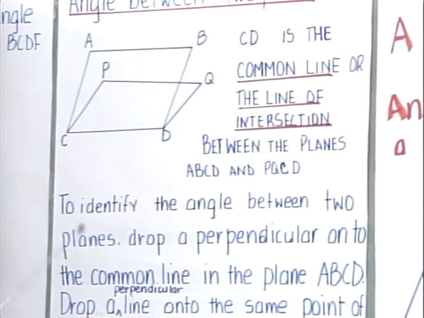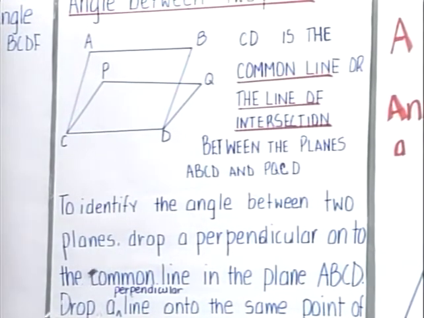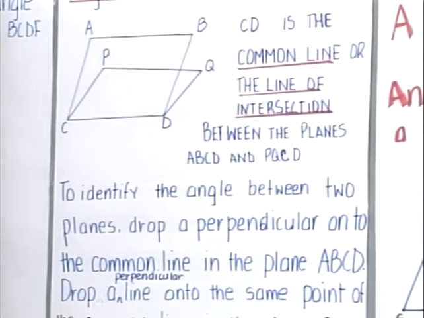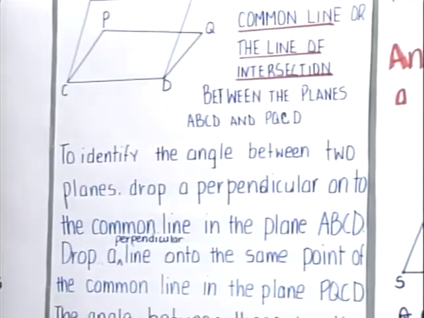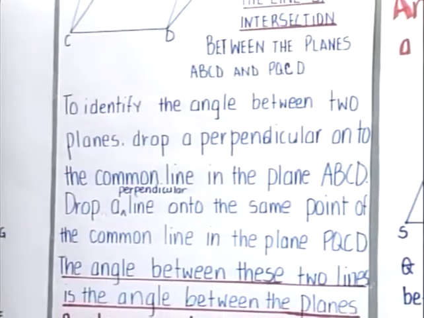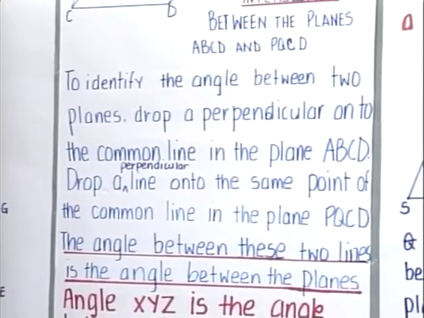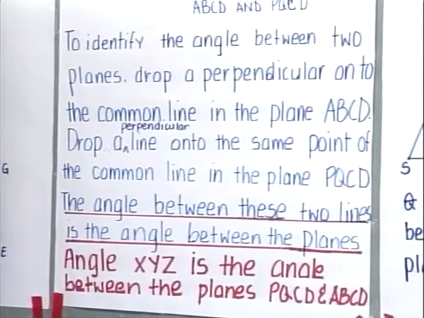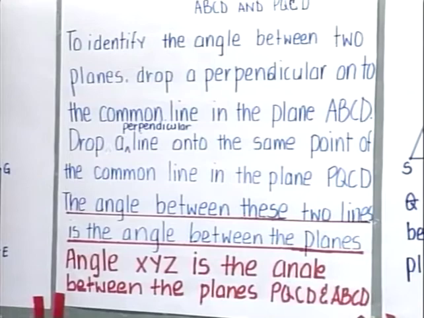Clear? To identify the angle between two planes, you have to drop a perpendicular onto the common line. Since I have identified the common line, which is CD, I have to drop a perpendicular, and that line has to be in the plane, and it has to be perpendicular to the line of intersection.